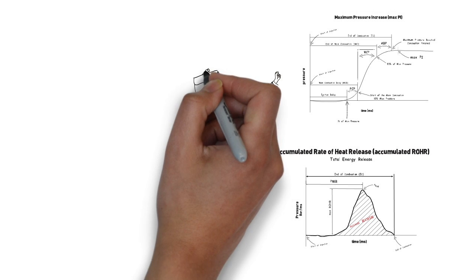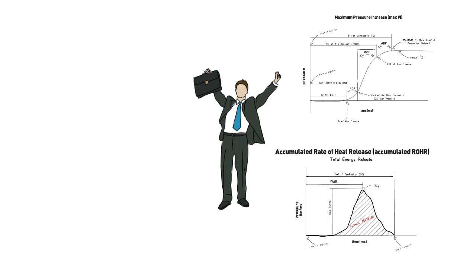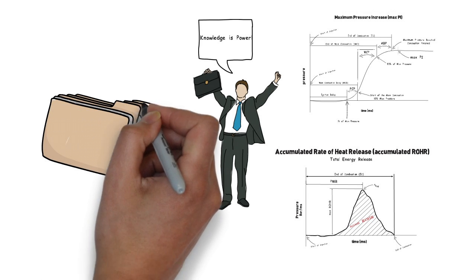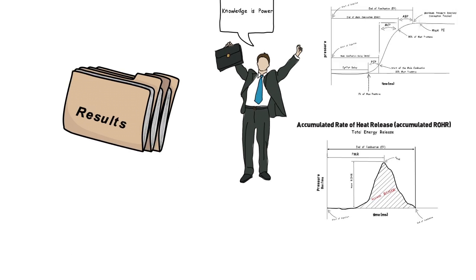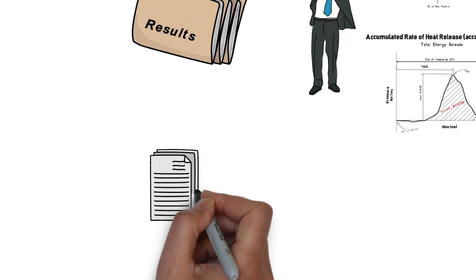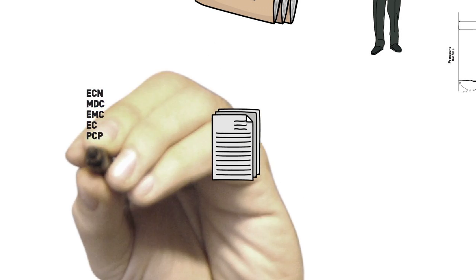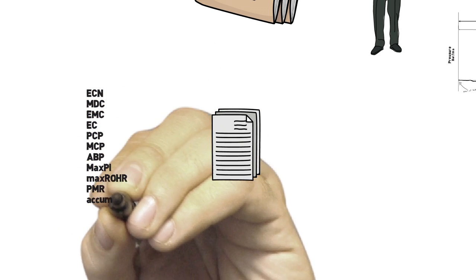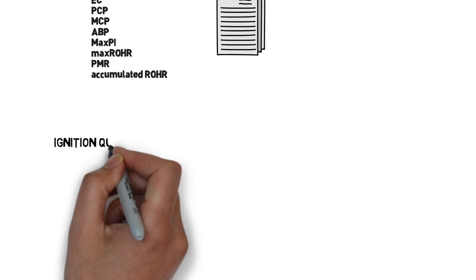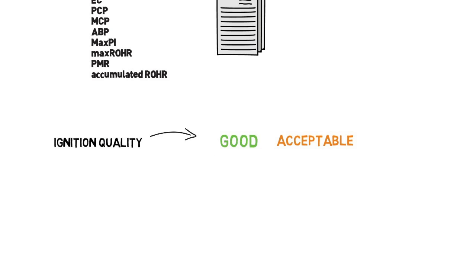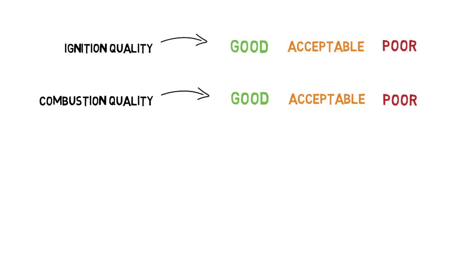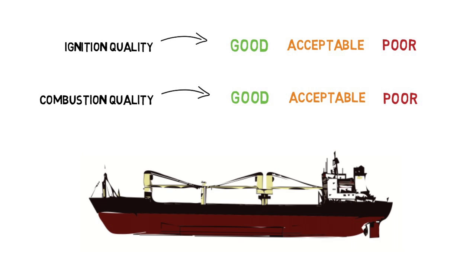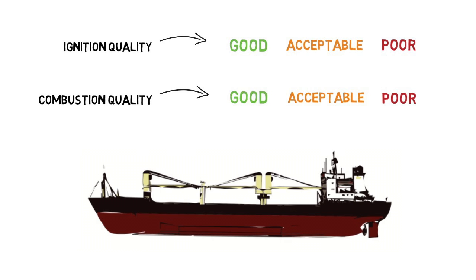Okay, so those were some explanations of the results that we gathered during testing. So, what do we report to our customers? Well, we send a detailed report that includes all of the values we just went over as well as the graphs that accompany the information. We then grade the ignition quality as good, acceptable, or poor, and the combustion quality as good, acceptable, or poor. We also include information about the possible impact that the fuel quality will have on their engine systems.